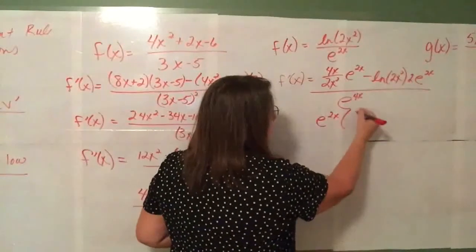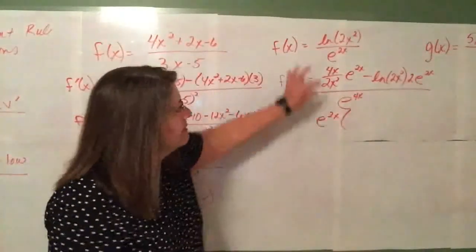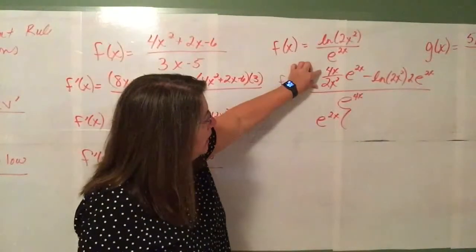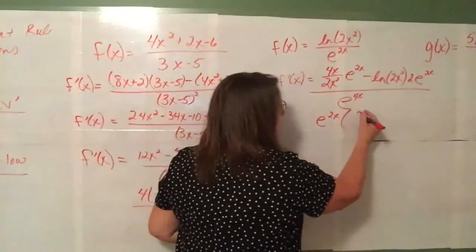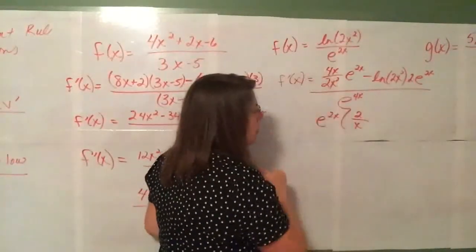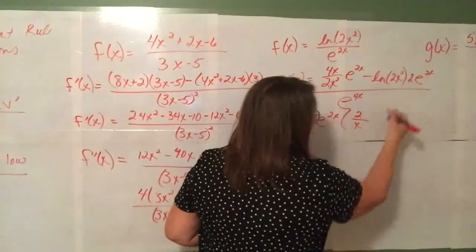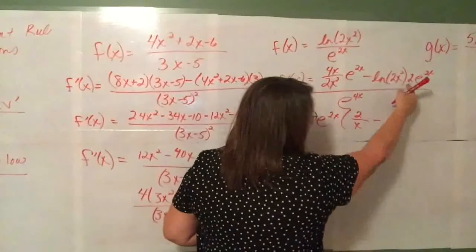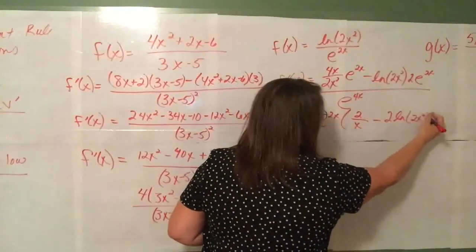Now if I do that, I have 4x, and actually, why don't I go ahead and simplify this fraction as well? The 4 over 2, that would be a 2 on top, and then the x on the bottom. So that cancels out. That makes it a little simpler. I've taken out the e to the 2x here. So left inside, I have that 2. I'll put it in front. Natural log of 2x squared.